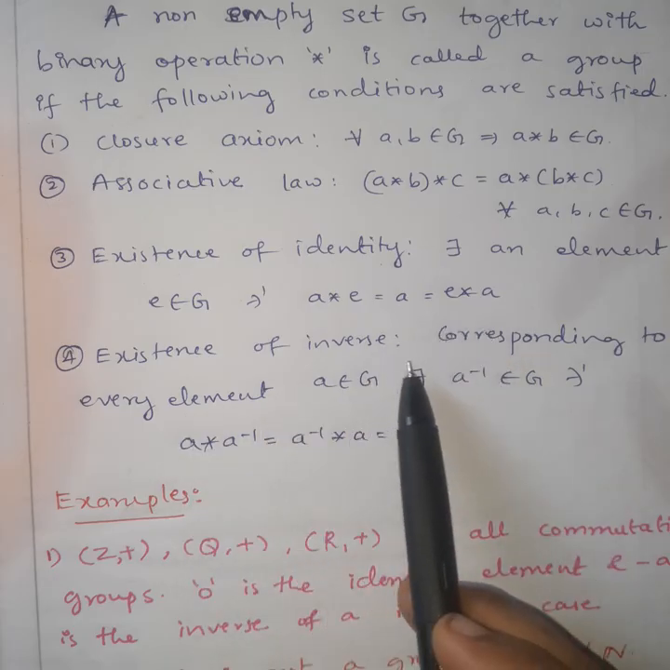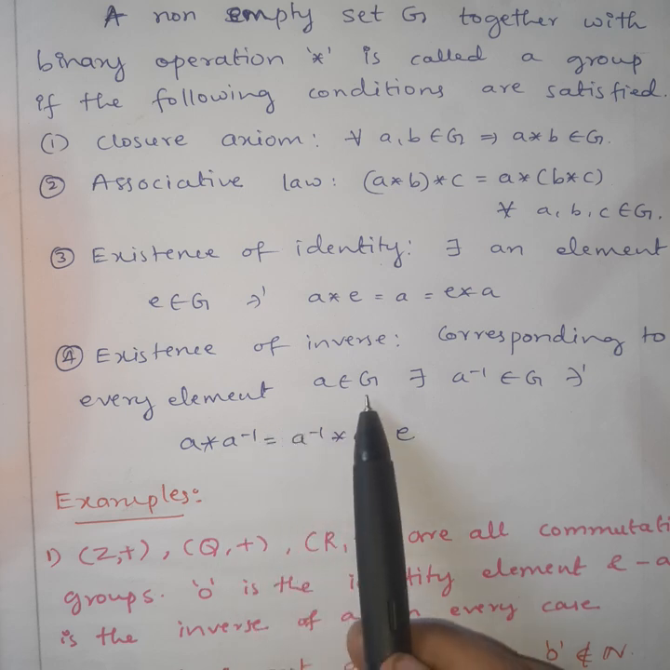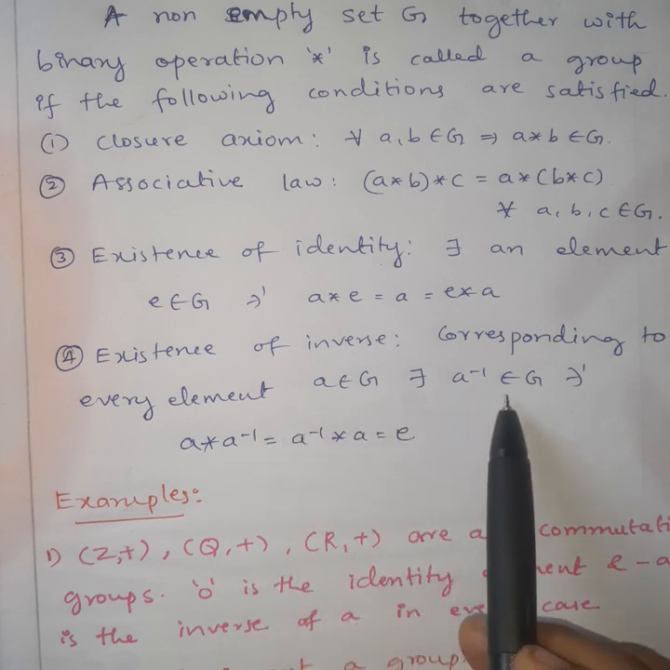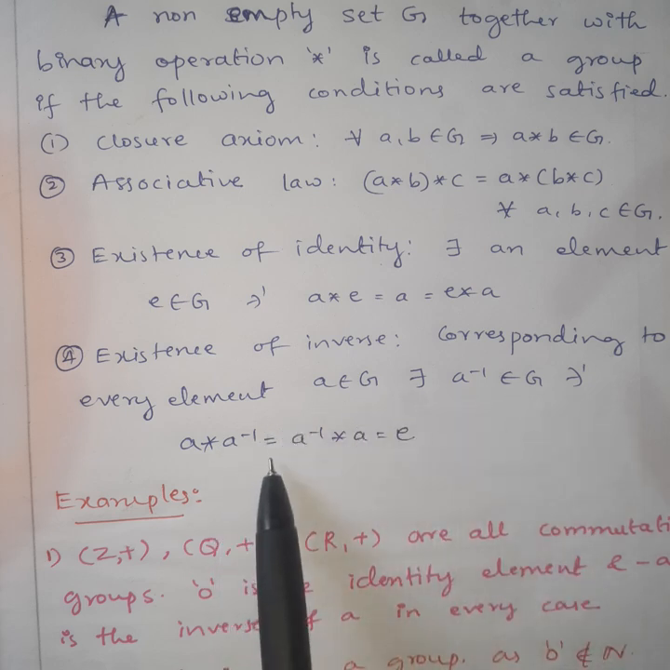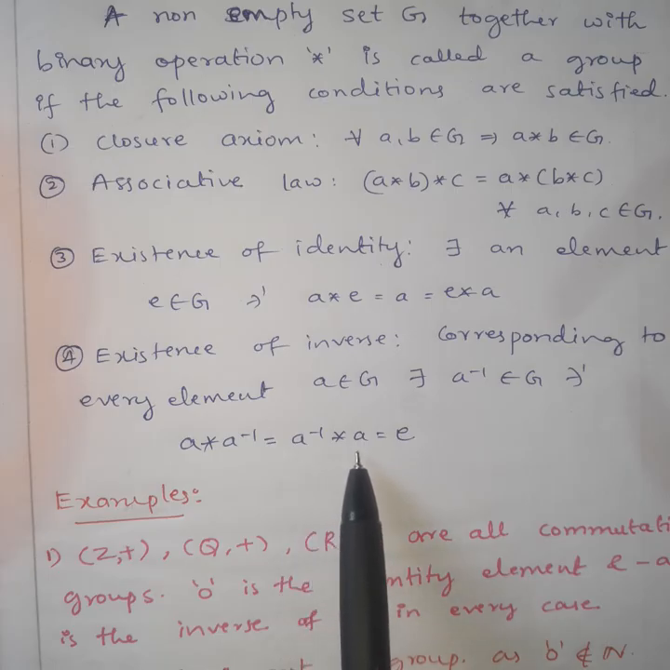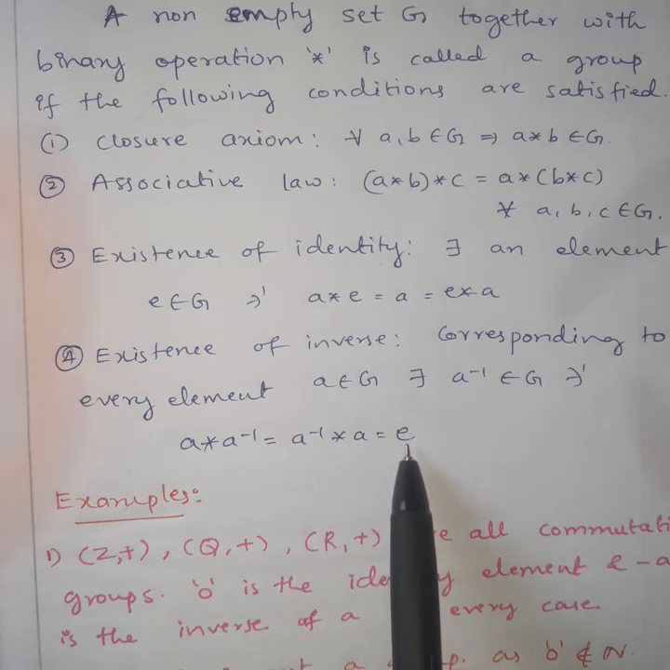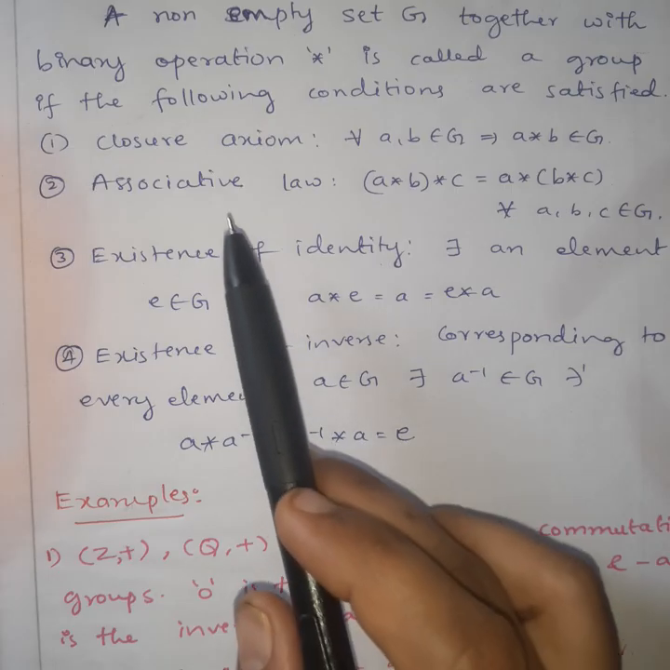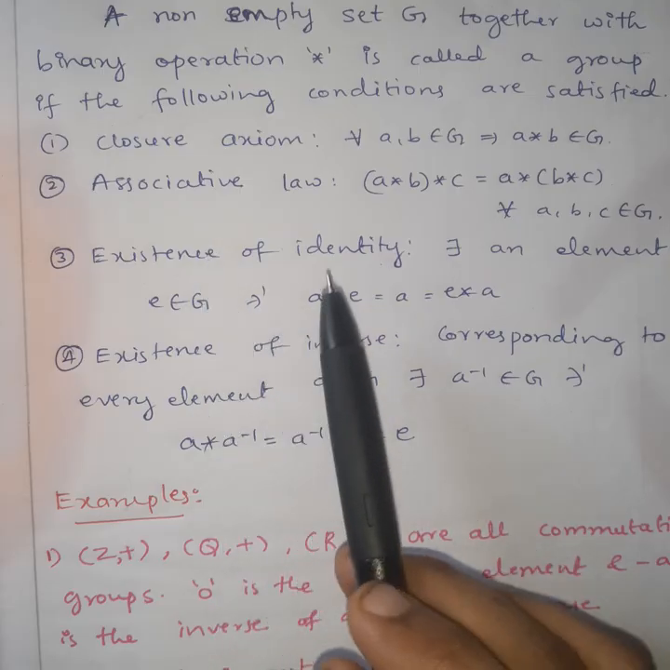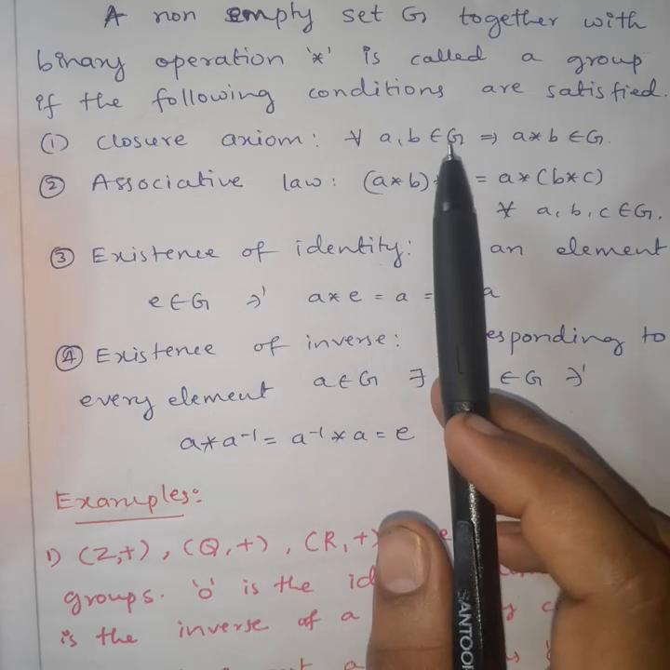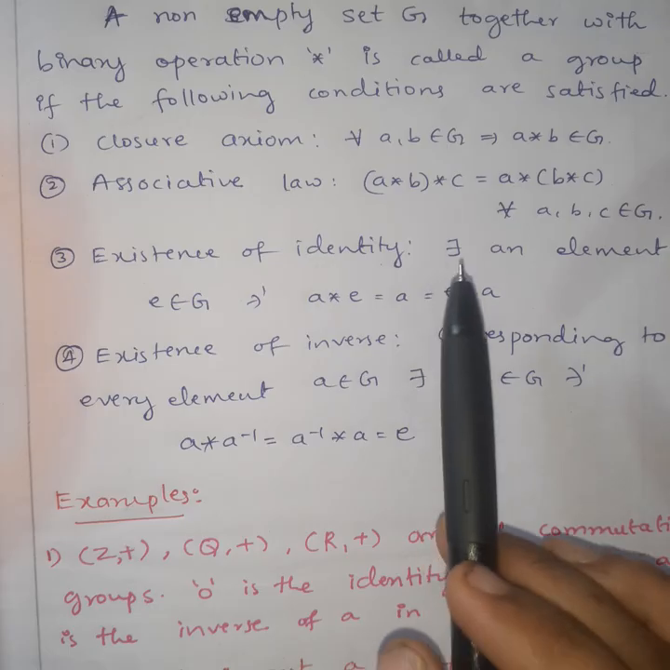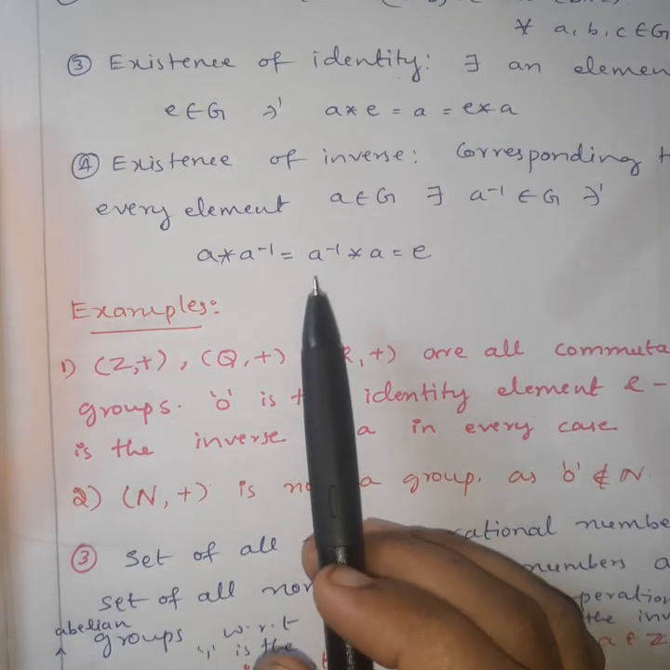Existence of inverse: corresponding to every element a belongs to G, there exists a inverse belongs to G such that a star a inverse is equal to a inverse star a is equal to the identity. If all these four conditions are satisfied, then a non-empty set G with the binary operation star is called a group. Let us see some examples.